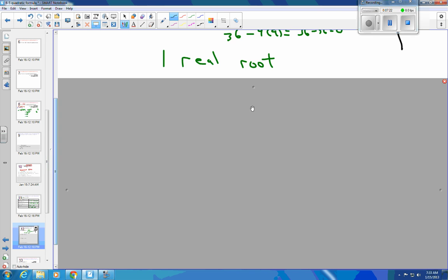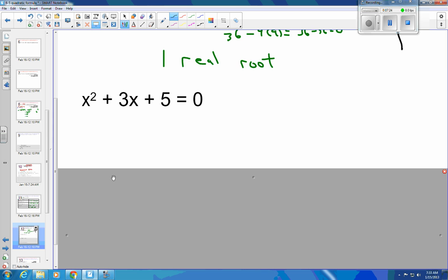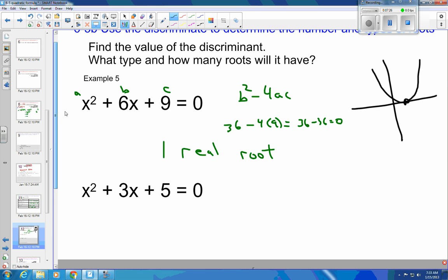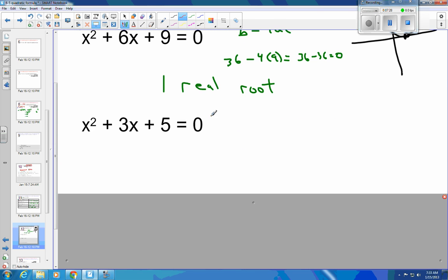Okay, let's look at another one here. So again, we're looking at b squared minus 4ac. That is your discriminant. So a is again going to be that 1, b, and c. So b squared is going to be 9 minus 4 times 1 times 5, so minus 20. So we are going to get a negative number, and it's negative 11.